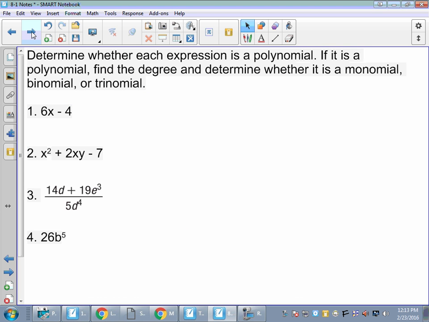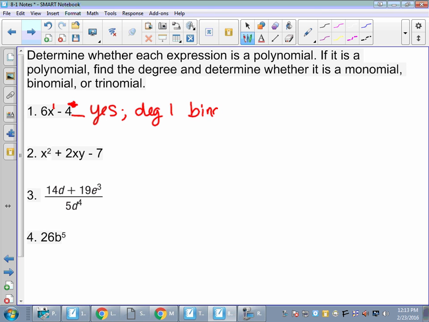So a couple little examples here, and then we'll be on our way. We're going to determine if it's a polynomial. If it is, we're going to find the degree and whether it's a monomial, binomial, or trinomial. The first one, yes, it's a polynomial. The degree is 1 because x has degree 1, and 4 has no variable to have a degree. So it's degree 1, and it is a binomial because there are 2 terms.